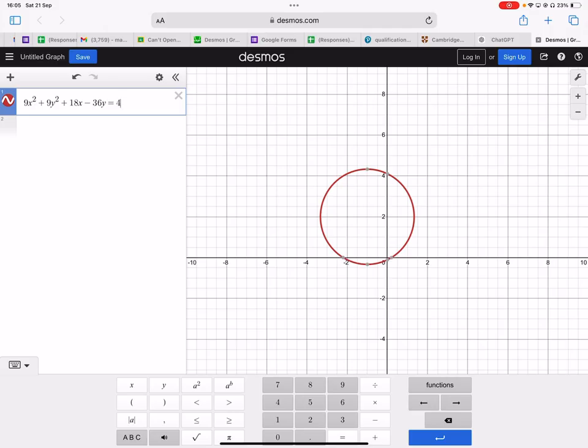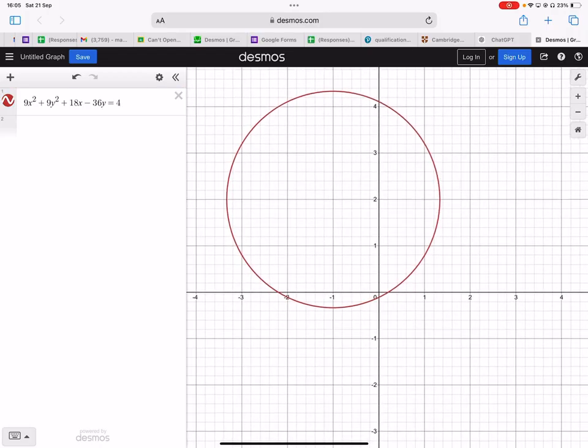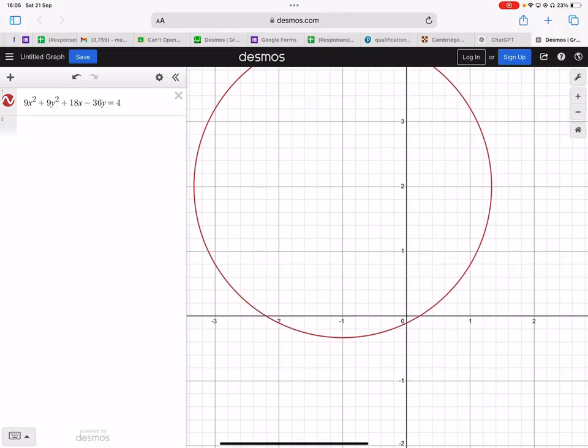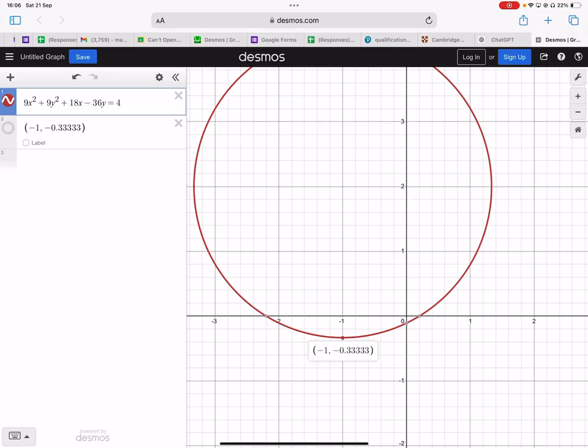Okay. What's the radius of the circle now? You can see what the center is. Center is at minus 1, 2. What's the lowest point on the circle? Minus 1 over 3, minus 0.333, right? That's minus 1 over 3. Can you find the radius now? 2 plus 1 over 3. That will be the radius.